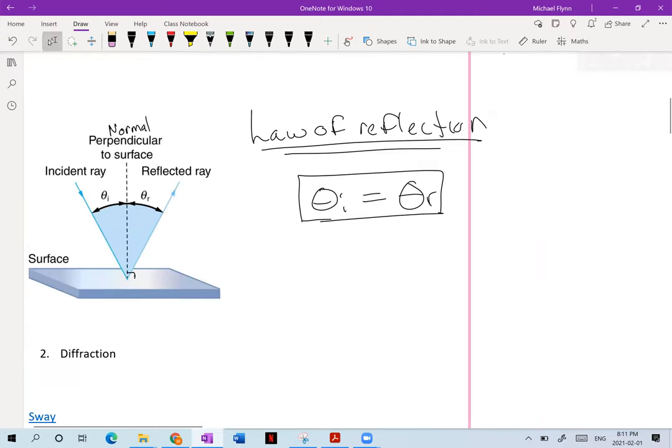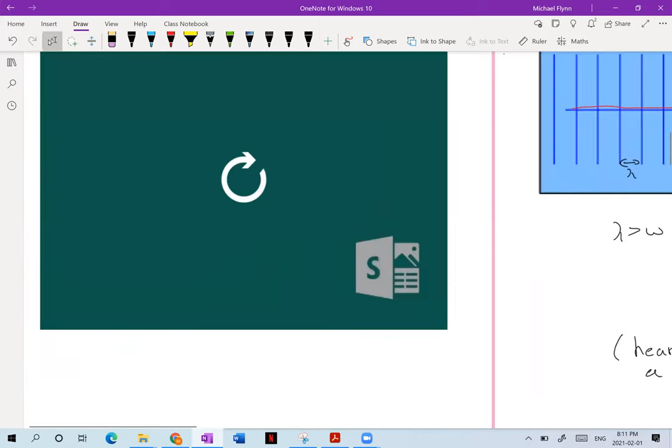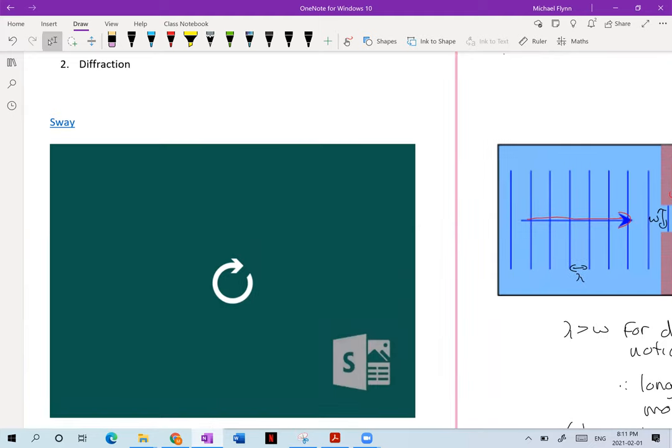Now, if you throw a ball against the wall, basically it obeys the same law, okay? So not only waves, but particles too, when they bounce off walls, they obey this law. It's a very simple principle. All right, so now let's look at the next thing. The next thing is cool. Have you ever noticed you can hear sound around a corner, okay? Well, that's due to a phenomenon called diffraction.